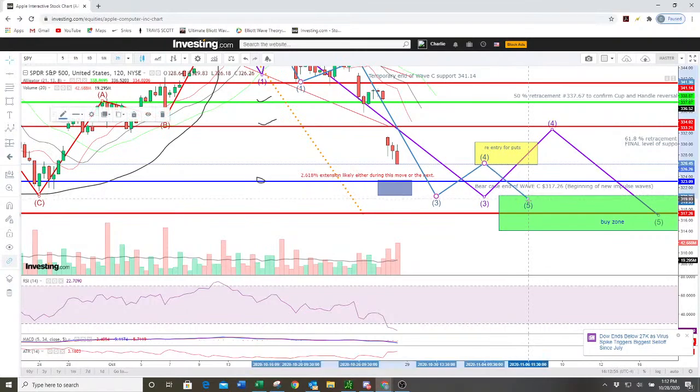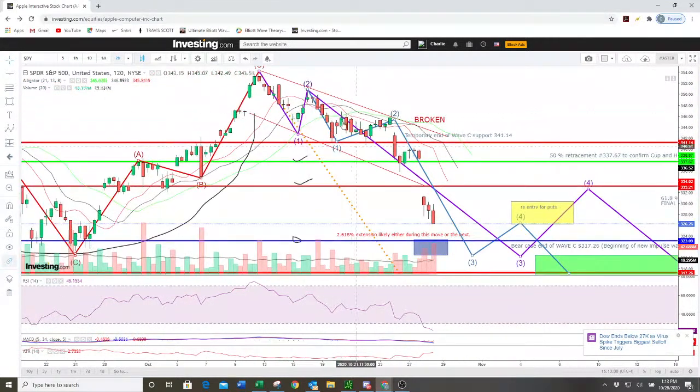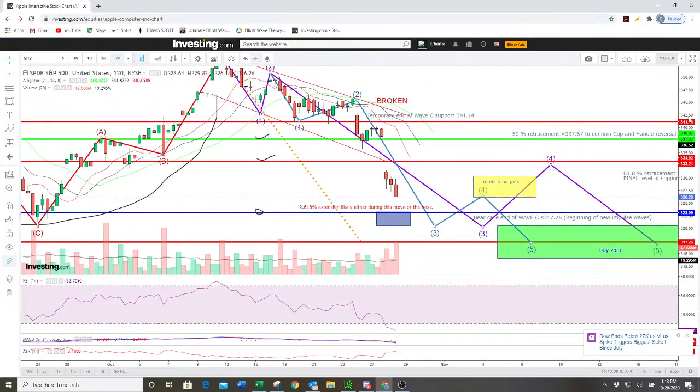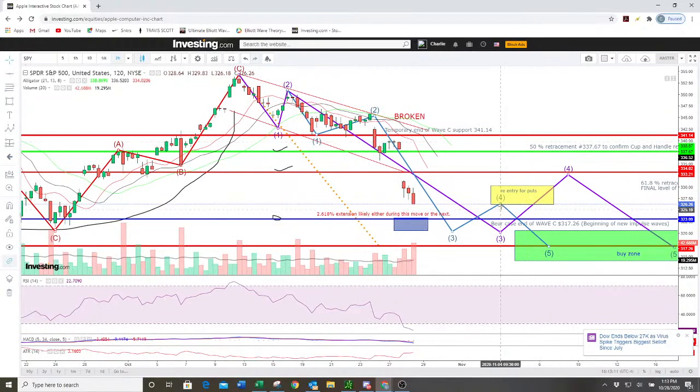Now, where is this extension of this wave 5? Okay, because remember, we're talking about the short wave 3 within this larger wave. Okay, so now we got to forecast, okay, how long can we go? Well, we know from our previous video, at the very least, this wave 5 down is going to be the length of wave 1.